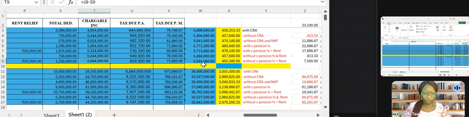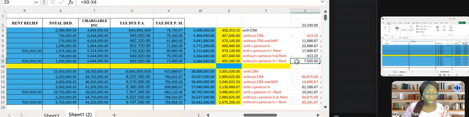But that is not even a problem, because there's a scenario of without voluntary pension, without rent, and because of the first 800,000 that was removed, your take home is even still more than when it was with CRA. 458 is now 476. That's a 17,000 increase. Okay, without voluntary pension, let's do the rent of 500,000. Without voluntary pension and without rent, it is 413, like I said. Without voluntary pension, with rent, it's a 7,500 increase.